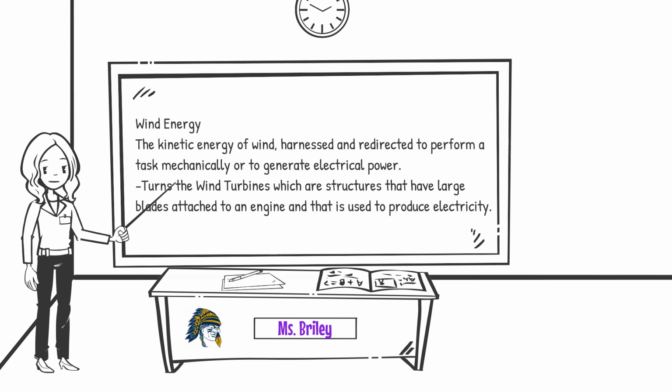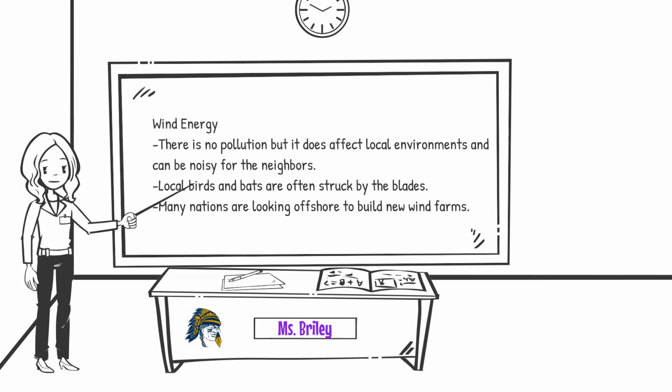Wind energy: the kinetic energy of wind, harnessed and redirected to perform a task mechanically or to generate electrical power. It turns the wind turbines, which are structures that have large blades attached to an engine and that is used to produce electricity. Continuing with wind energy, there is no pollution with it, but it does affect local environments and can be noisy for the neighbors. Local birds and bats are often struck by the blades, and many nations are looking offshore to build new wind farms.